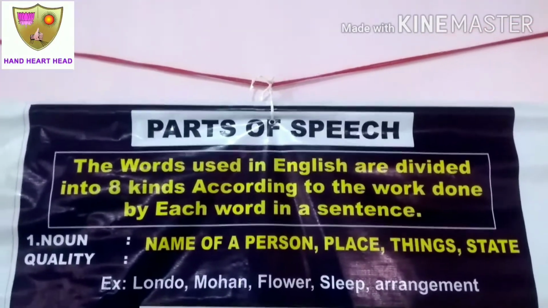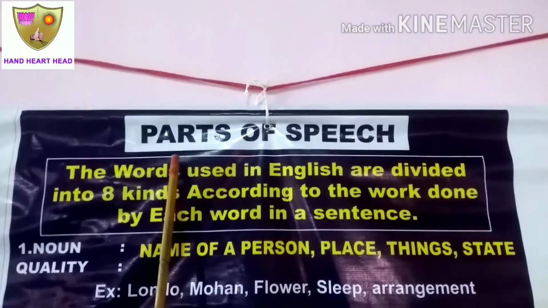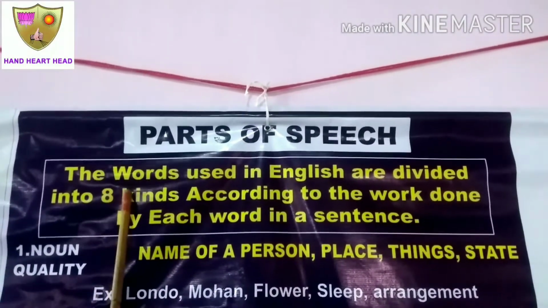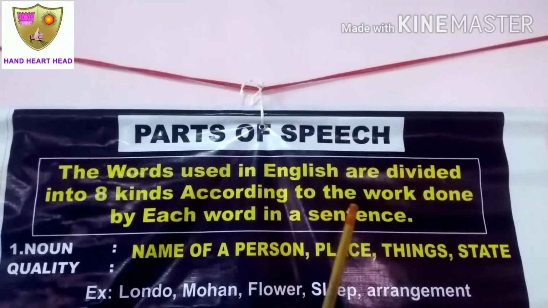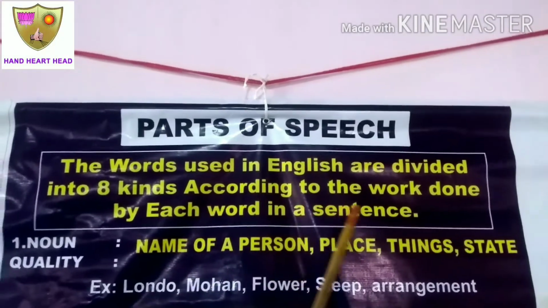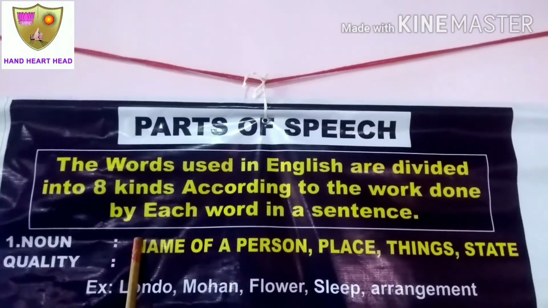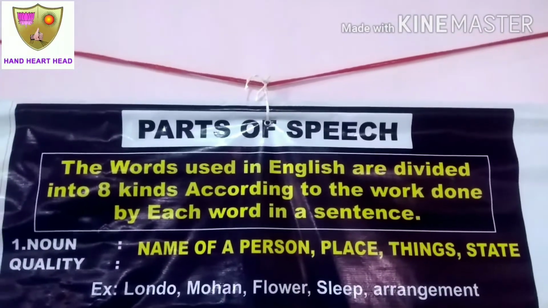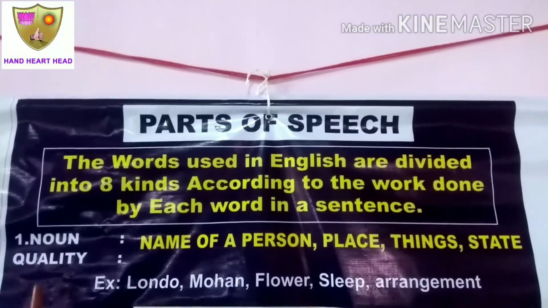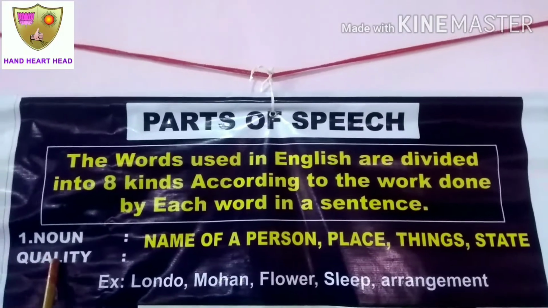Students, all of you look at the chart. The parts of the speech. The words used in English are divided into 8 kinds according to the work done by each word in a sentence. 8 வகையான parts of speech. அதில் first நம்ம என்ன பார்க்க போறோம்னா noun.